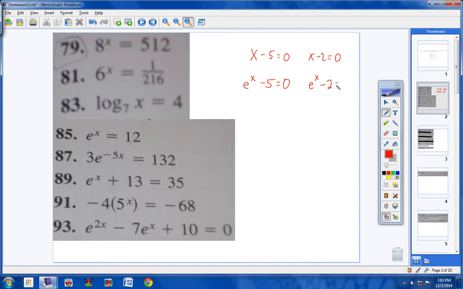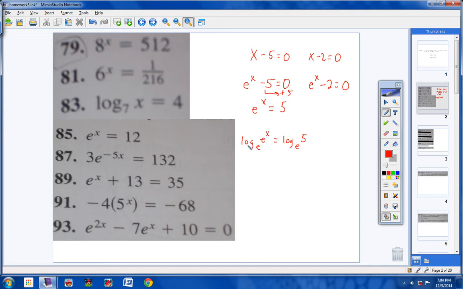So I have two equations to solve. Let's start with this one first. e to the x equals 5, okay? Bring the 5 over and make it a positive 5. Now next, the base of my unknown is e. So I'm going to take log base e of both sides. Bring down your 5, bring down your e to the x.